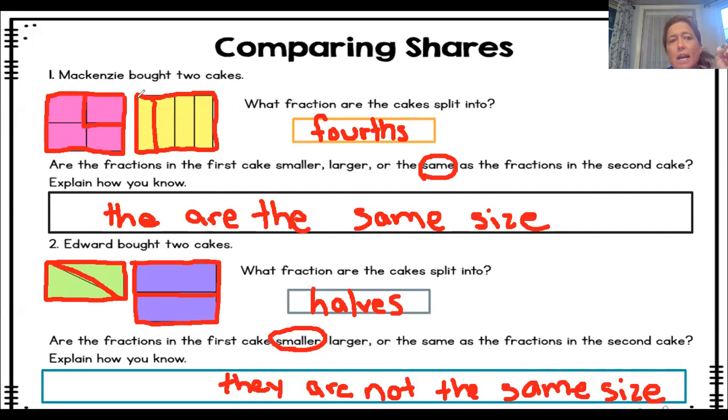All right, there is an activity for you to do in Showbie. Make sure you get that done and make sure you fill in all the spaces just like I did. Okay, and oh, I did forget the cakes. So I would write the cakes are the same size.